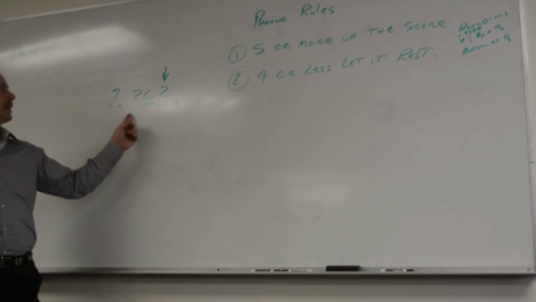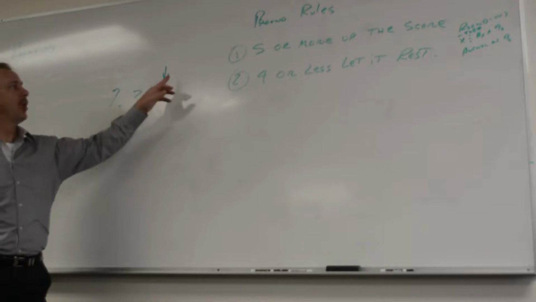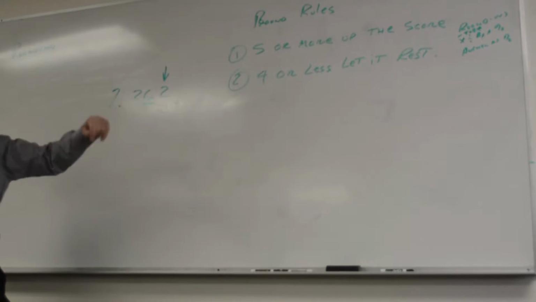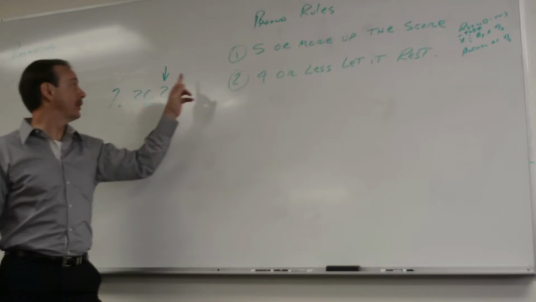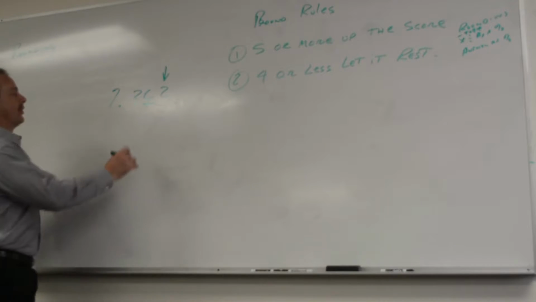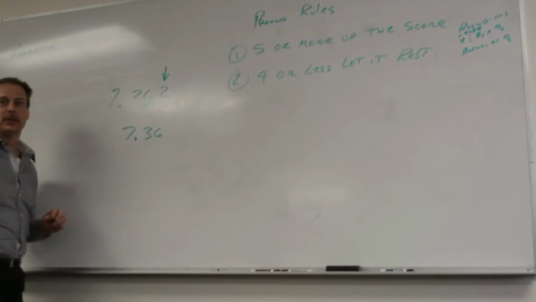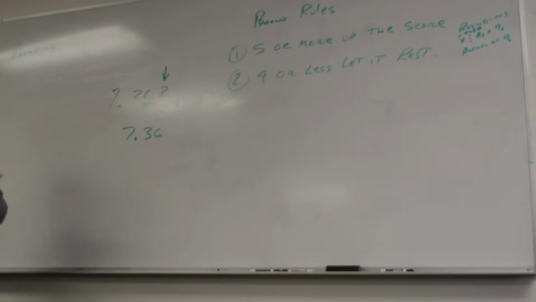So in this case, it's 7.362. What does this 2 make? Does it make the 6 go up or stay the same? Stay the same, because this is 4 or less. The 2 is 4 or less, so let it rest. So this gets rounded to 7.36. Now those of you who thought it was 7.4, remember, where you're rounding to is significant.